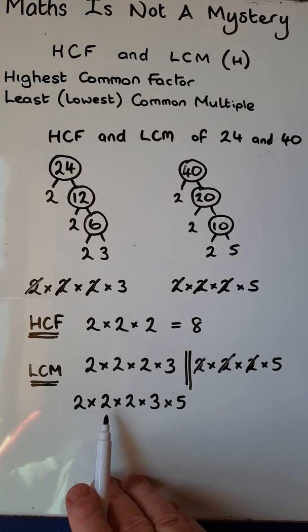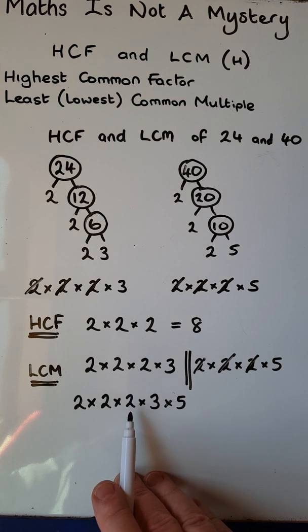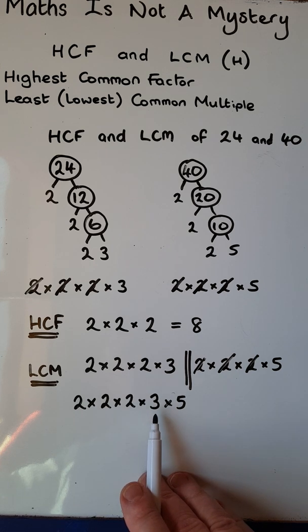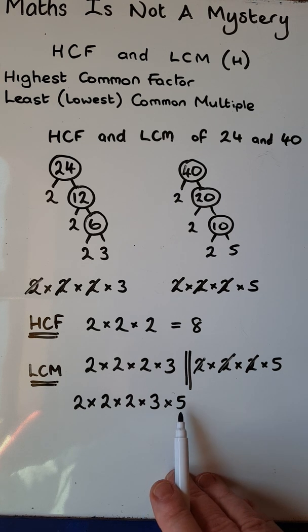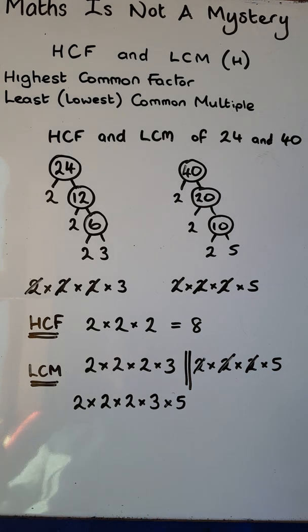2 times 2 makes 4. Times that by 2 makes 8. Times that by 3 makes 24. Times that by 5. How do you do that?